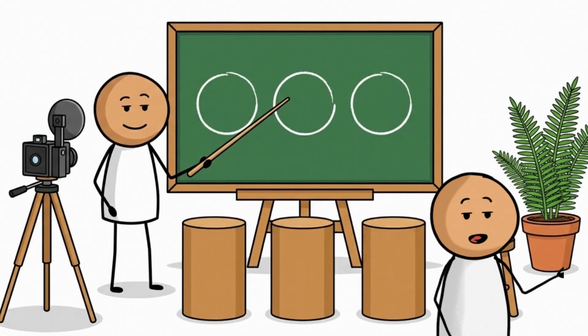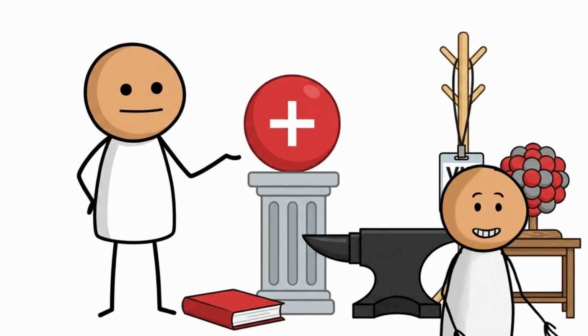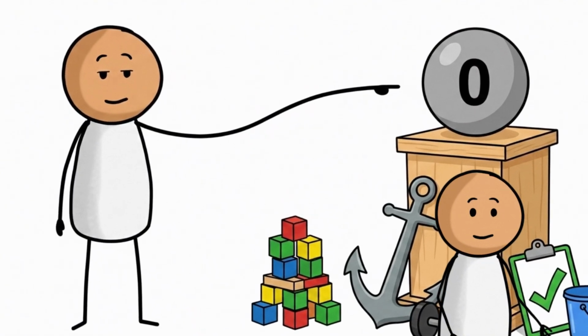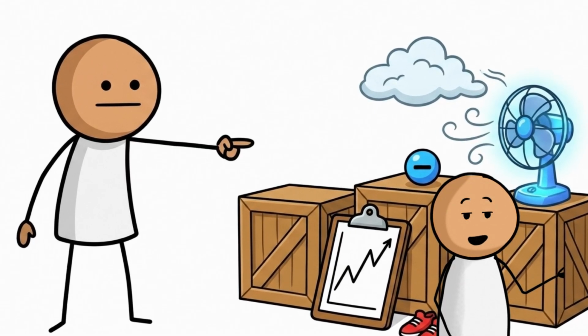So let's line all three up side by side. Proton, positive, heavy, lives in the nucleus, sets the identity. Neutron, neutral, heavy, lives in the nucleus, adds stability. Electron, negative, tiny, lives in the cloud, does the action.